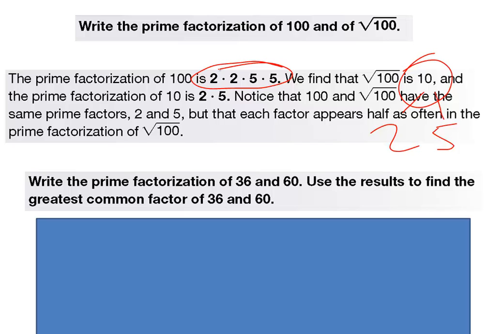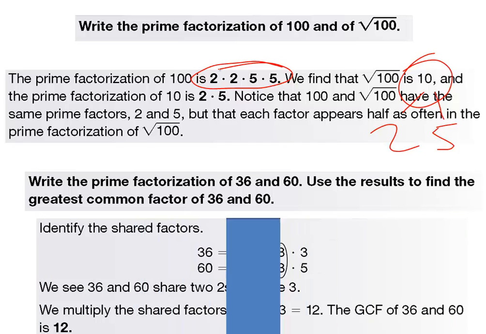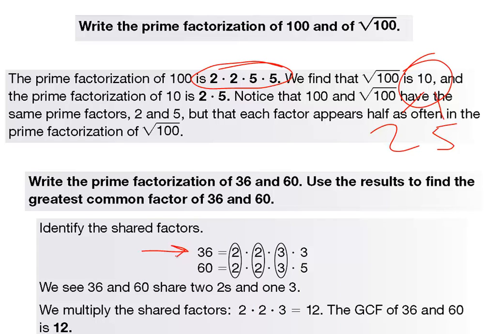Write the prime factorization of 36 and 60. Once you do that, you can use those results to find the greatest common factor of 36 and 60. Once you've found the factorization of each, so for 36, you should have found 2 times 2 times 3 times 3 on your factor tree, and then for 60 was 2 times 2 times 3 times 5. If you put them one above the other like they have here, and then you circle the ones that are in common, just so they're in common.